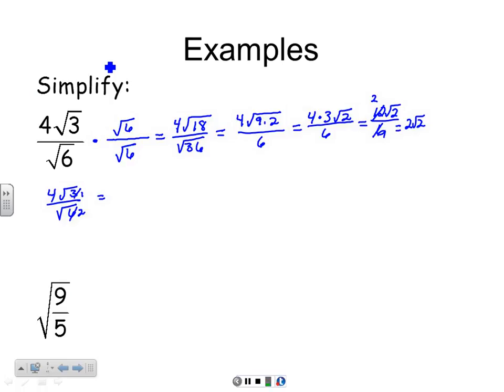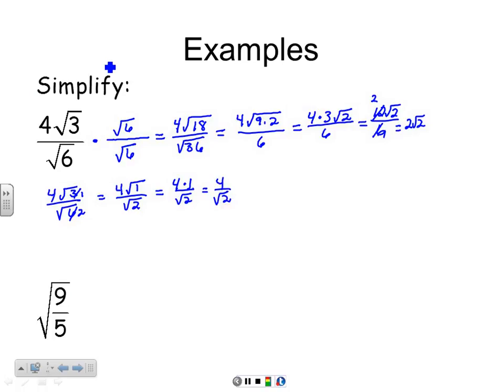Now the radicals don't go away because you're still dealing with radicals. So you have 4 square roots of 1 over the square root of 2. Simplify where you can. The square root of 1 is just 1, so you have 4 times 1, which is going to be 4 over the square root of 2.